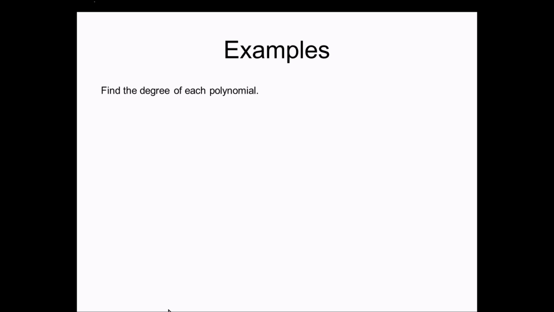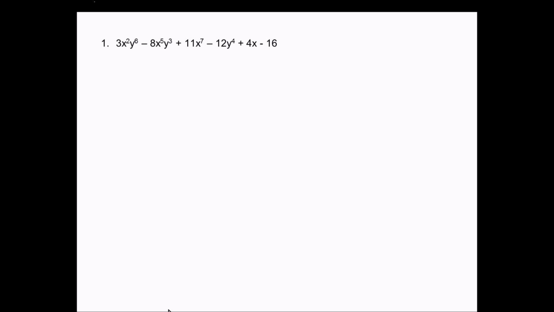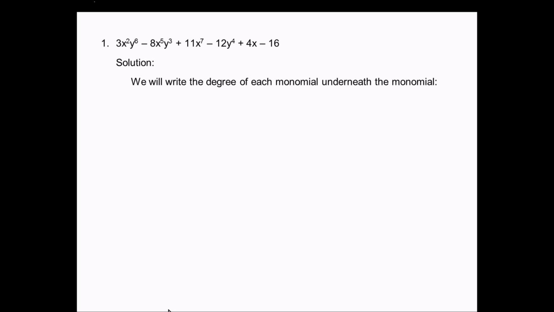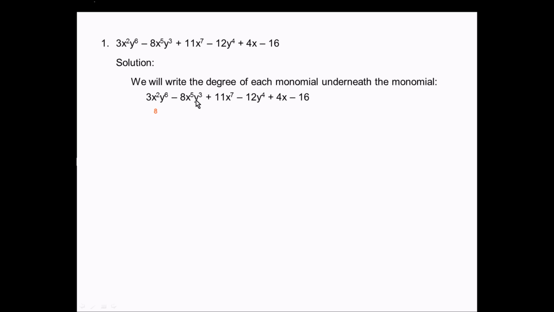Some examples. We're going to find the degree of each polynomial. Remember, we have to find the degree of the monomials first. So here's our first one. We've got 3x squared y to the 6th minus 8x to the 5th y cubed plus 11x to the 7th minus 12y to the 4th plus 4x minus 16. Okay, underneath each term, I'm going to write the degree of that monomial. So again, here's our problem. Remember, for the degree of the monomial, you're adding up the exponents on the variables. So for the first term, 2 plus 6, that's 8. For the second term, 5 plus 3, that's also 8. This one just has one variable, the degree is 7. One variable, degree is 4.